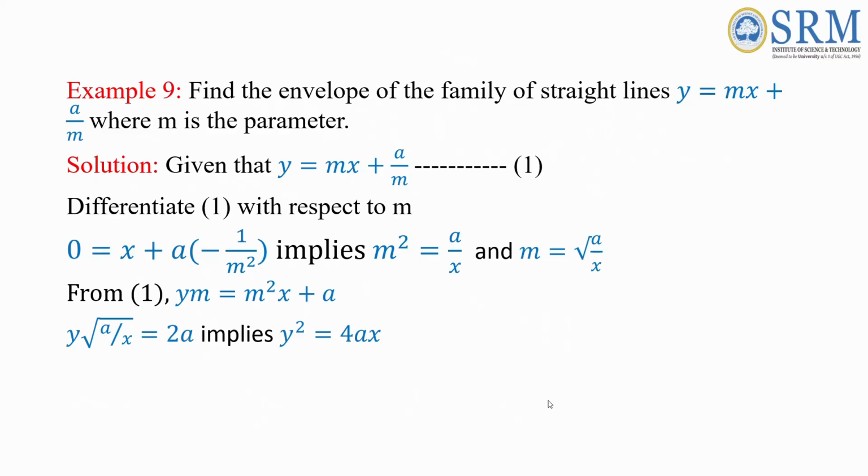Now just multiply m in the first equation. Therefore ym is equal to m square x plus a, and replacing m square and m in this equation, we get the nice form y square equal to 4ax. There is no parameter m involved in the final expression, so this is the required envelope. What it says is, this parabola y square equal to 4ax is touching all the one parameter family of curves y equal to mx plus a by m.